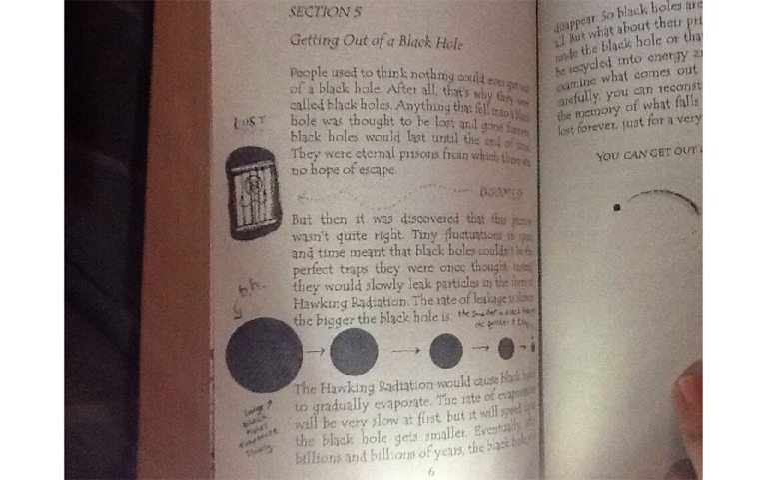Section 5. Getting out of a black hole. People used to think nothing could ever get out of a black hole. After all, that's why they were called black holes. Anything that fell into a black hole was thought to be lost and gone forever. Black holes would last until the end of time. They were eternal prisons from which there was no hope of escape.